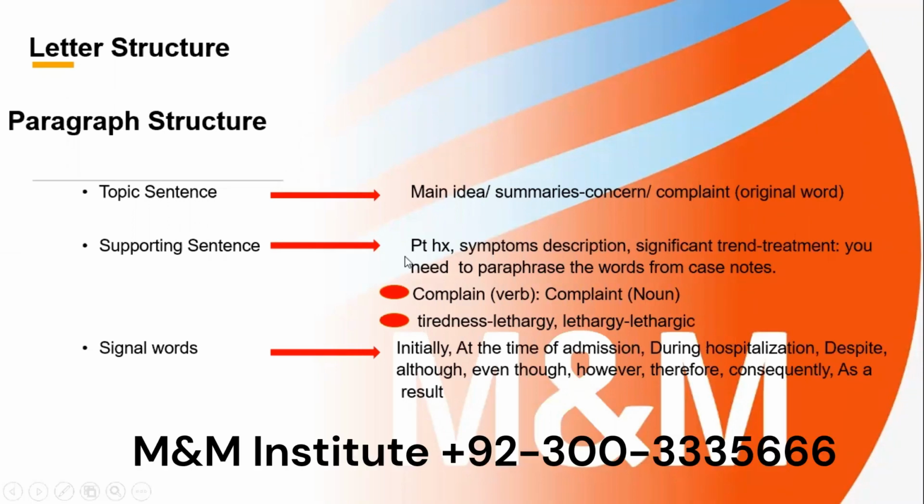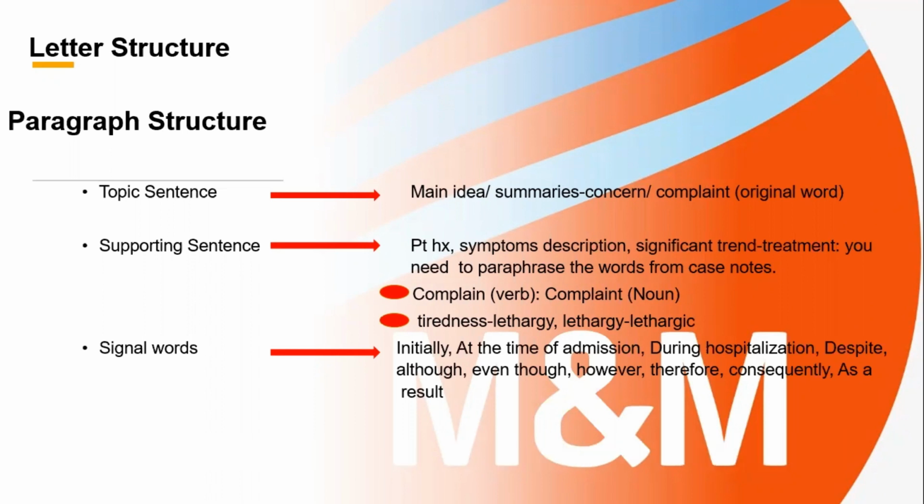Secondly, we have supporting sentences. By that I mean, followed by your topic sentence, which includes the description of the symptoms. You will explain the symptoms in detail, what the symptoms are, and you will also highlight the significant trend in the treatment, not necessarily mentioning each and everything. However, try your level best to paraphrase the words from the case note. Do not use the same words that have been mentioned. Try to paraphrase the words. The example has already been given.